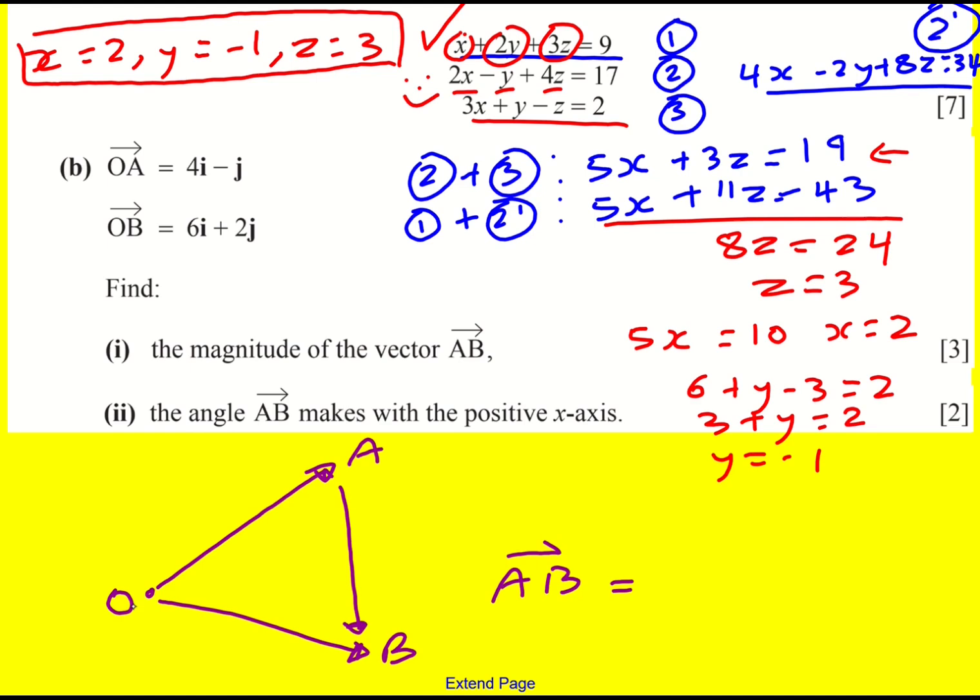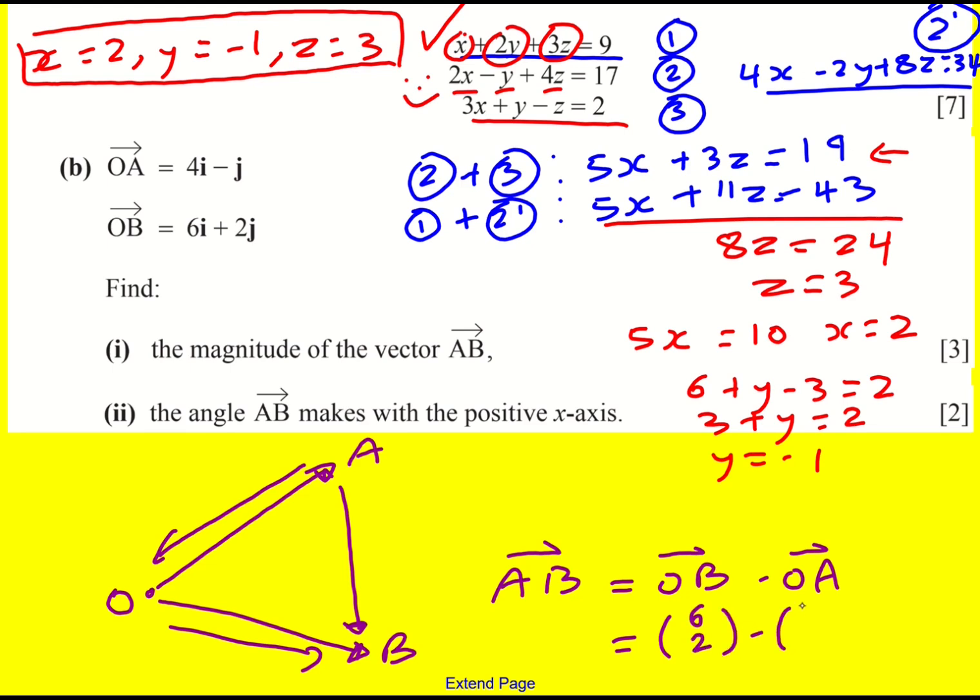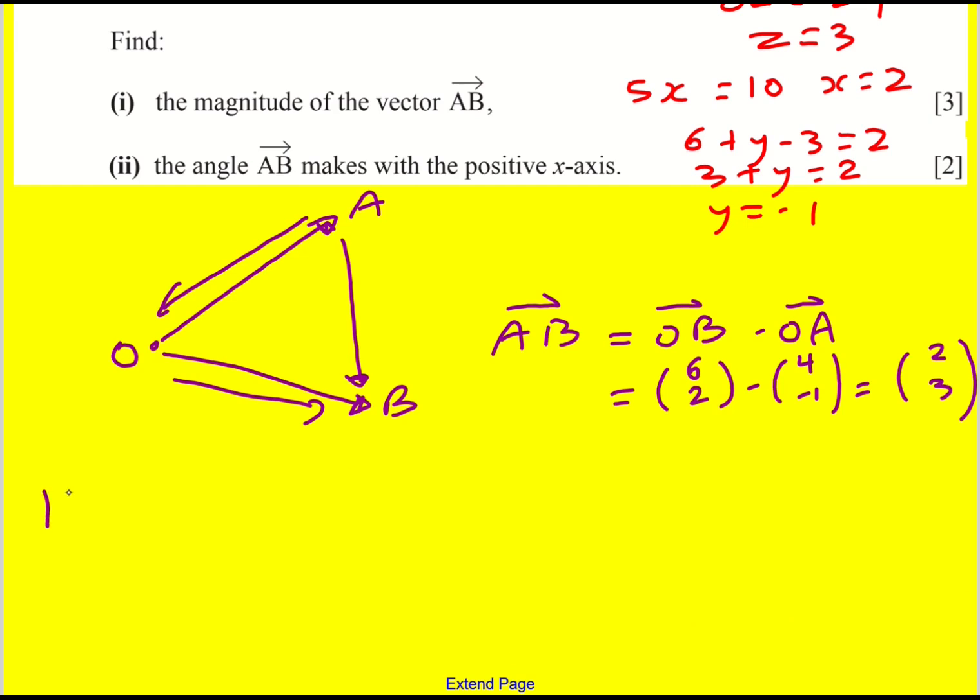Well, to get AB, I go from A to O, and then O to B. So it's actually going to be OB minus OA. Second minus the first position vectors. So I'm going to write it in vector form, 6, 2, minus 4, minus 1, which gives me 2, 3. Now I can find the magnitude.